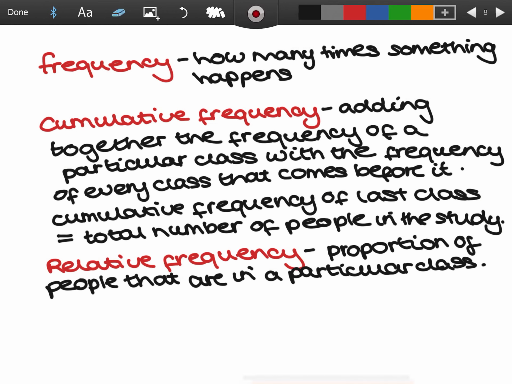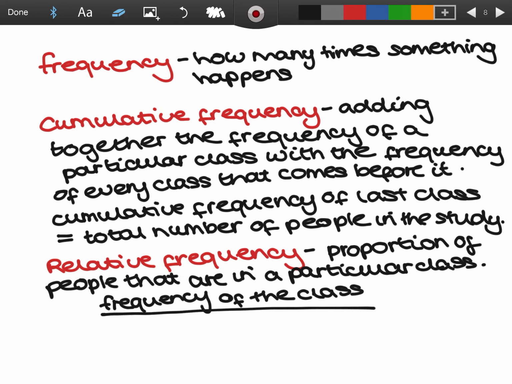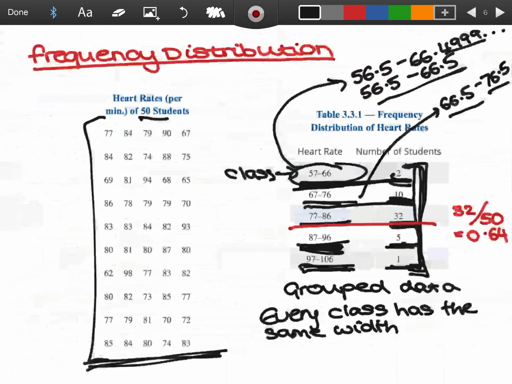So all you do is you take the frequency of the class that they are looking for and you divide it by the total number of people in the survey or in the study. Okay. So as I said, for the class that we were looking at back here, my relative frequency of the class 77 to 86 was 32 over 50, or 0.64.